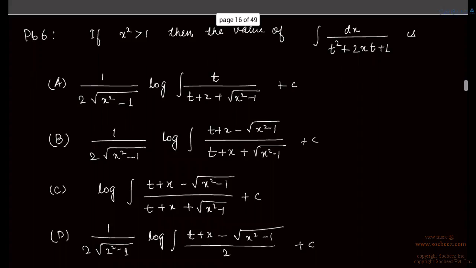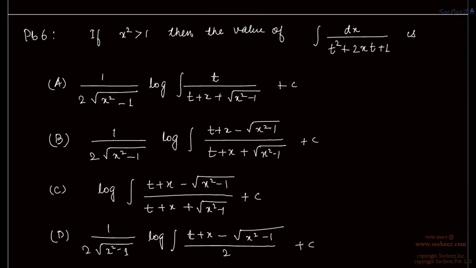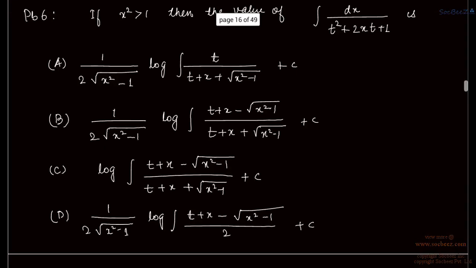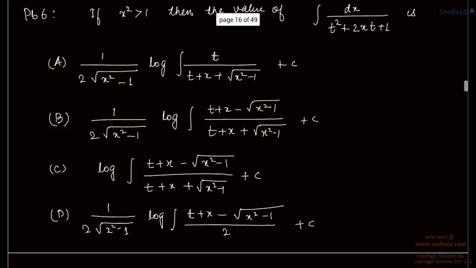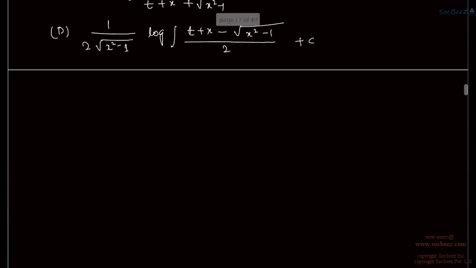Now moving to the next question. If x square is greater than 1, then the value of dx upon x square plus 2xt plus 1 is. So we have to evaluate the integral I is equal to dt upon t square plus 2xt plus 1.